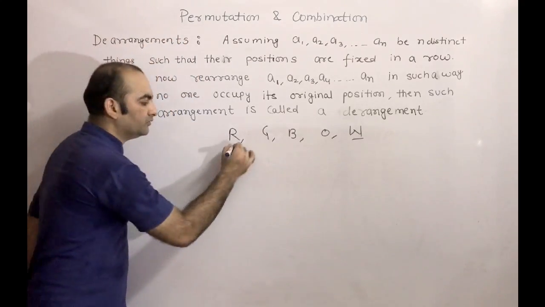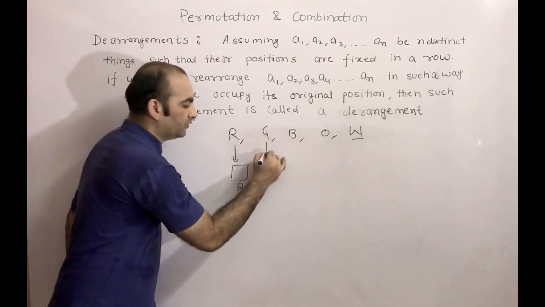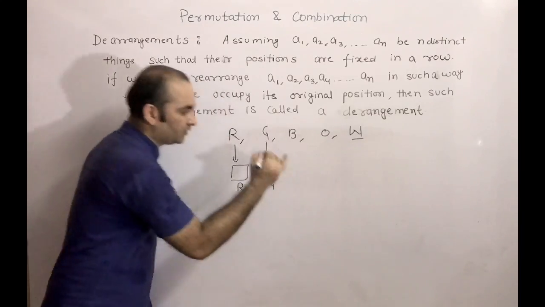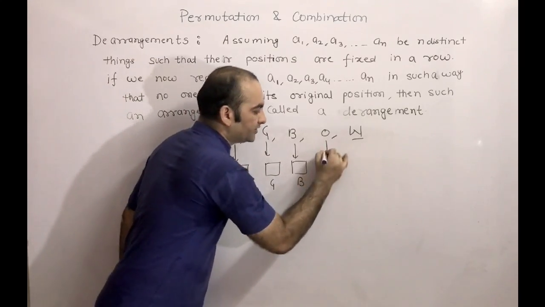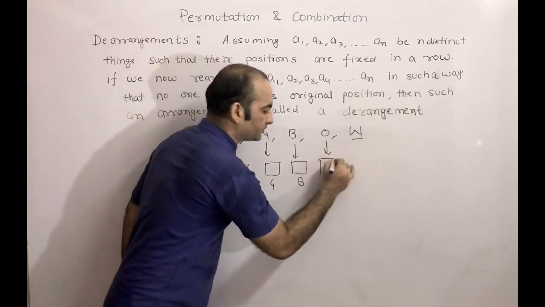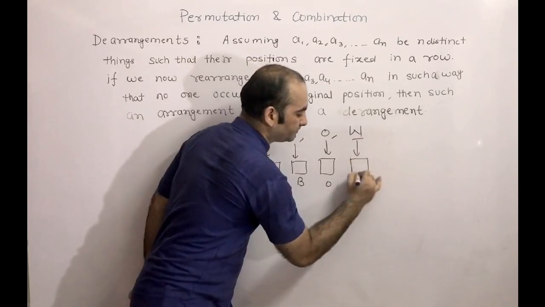For the red ball we have one red box. For the green ball we have one green box. For the blue ball we have one blue box. For the orange ball we have one orange box. And for the white ball we have one white box.